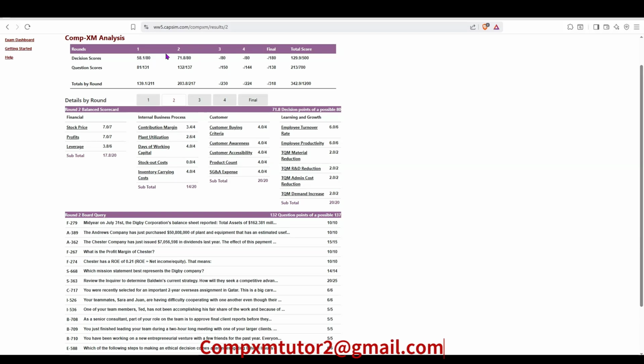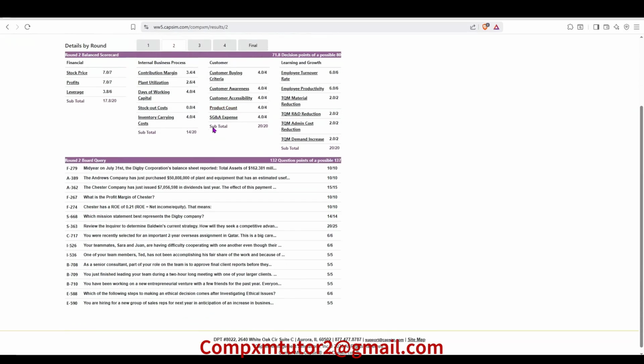I'm going to help him from round two, as I've said, up to the final round. At the moment our score is 342.9 out of 1,200. I want him to get more than 1,000 points out of 1,200. We will not get close to 1,200 because in round one he already made some mistakes, and the total for round one is 139.1 out of 211. But from round two, where I've taken over, our scores are going to be bigger, and we're going to win this simulation.